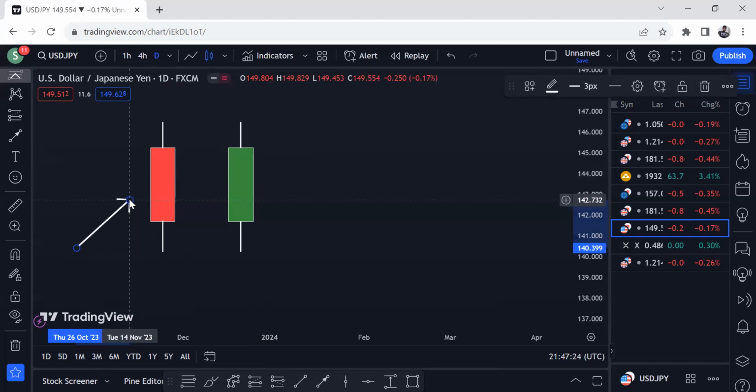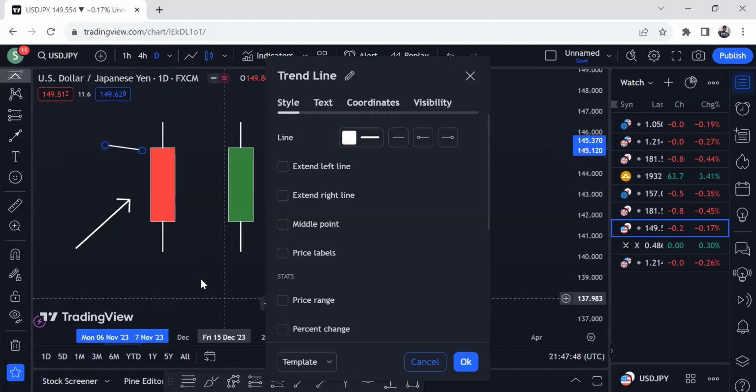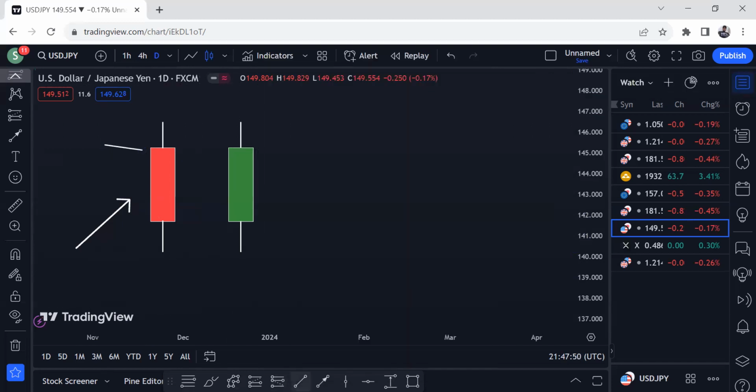Now we said that we are using candlesticks to represent price action. So when you see a red candle, it actually means that the price has fallen. So I'm going to label this thing here.